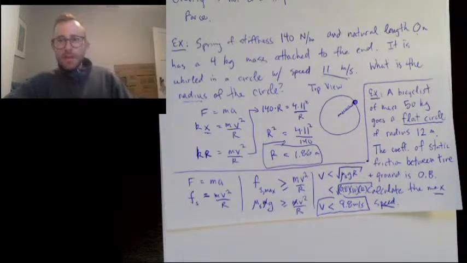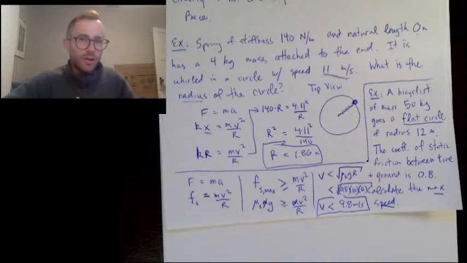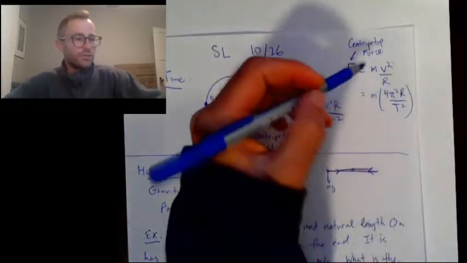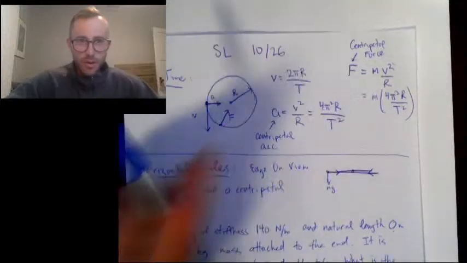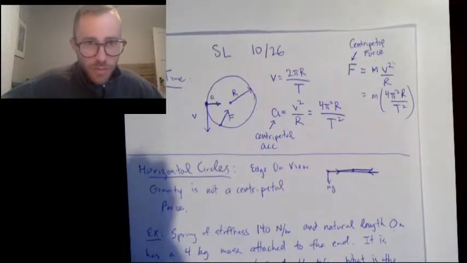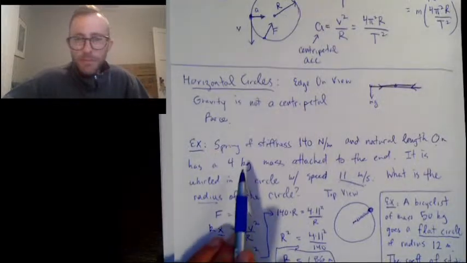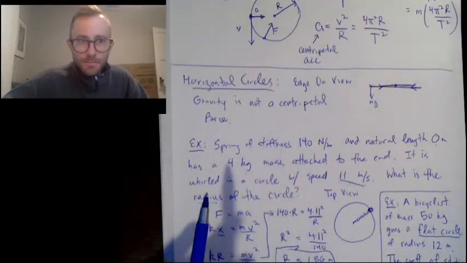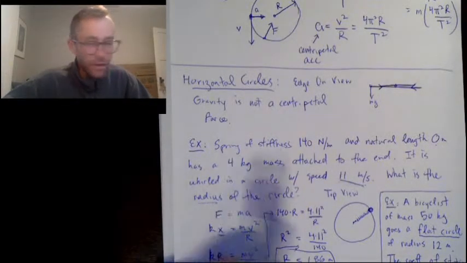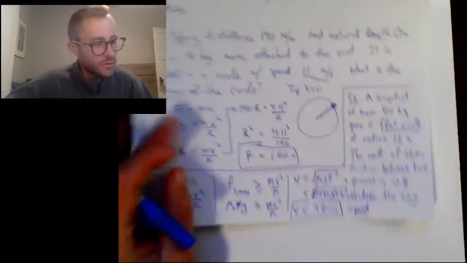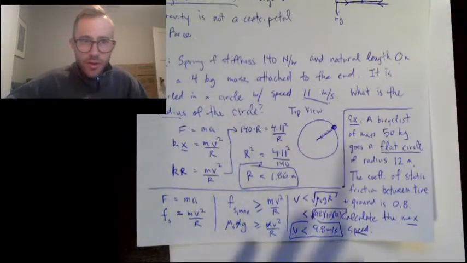All right? So these are some examples of horizontal circle problems. Notice how we have to choose which force is playing the role of the centripetal force. In the case of a spring whirling you in a circle, it was the elastic force. In the case of a bicyclist, it was static friction. So there's all kinds of different scenarios.